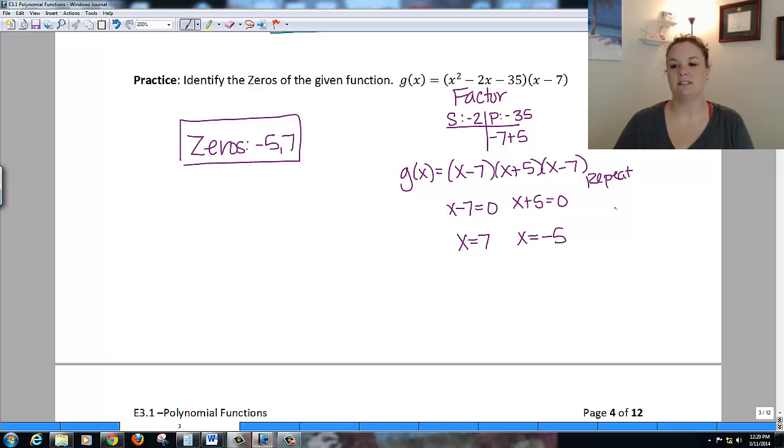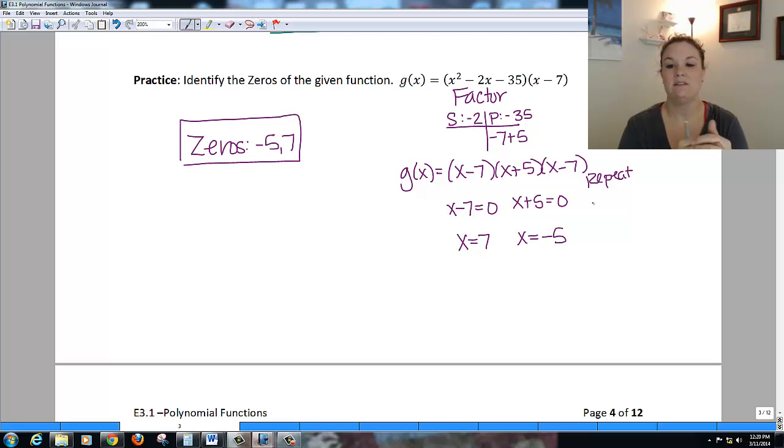And notice here, since my last factor and my first factor are the same, that last one is just a repeat. So I'm not going to resolve it because I'll get an answer that I already have. Okay, so I only solve the first 2, so I don't have repeats, which means my zeros would be negative 5 and 7. Now, speaking of having a repeat zero, depending on how many times we get a zero, it tells us a specific behavior of our graph.